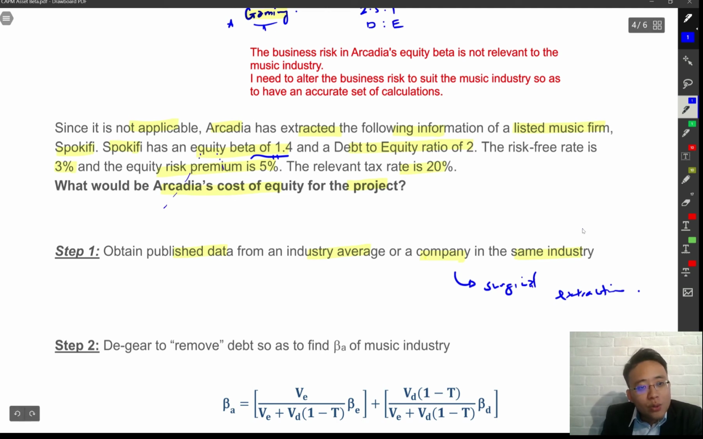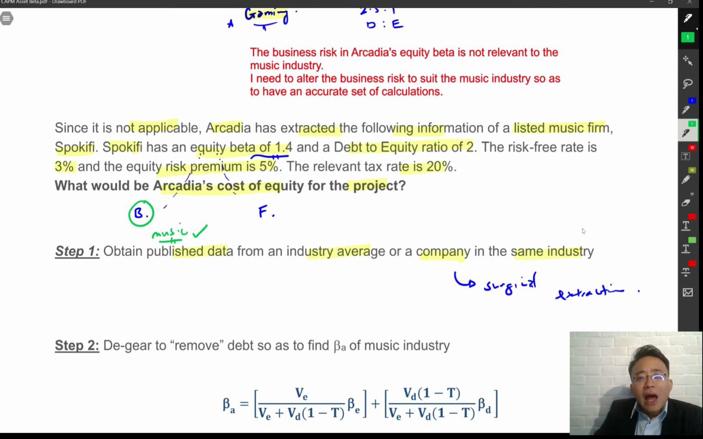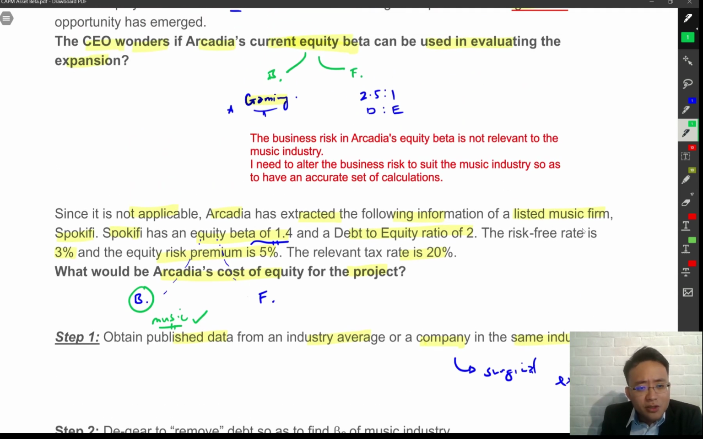So let me just step it out. Its equity beta comprises of its own financial risk and it comprises of its business risk. I need to surgically extract this because this business risk is for the music industry and I want this business risk. I must find a way to do like a surgery. I'm going to take out the business risk from Spotify's equity beta, and later you're going to see me do like a transplant. I'm going to transplant it into Arcadia to replace the gaming one. Okay, so how do we do it?